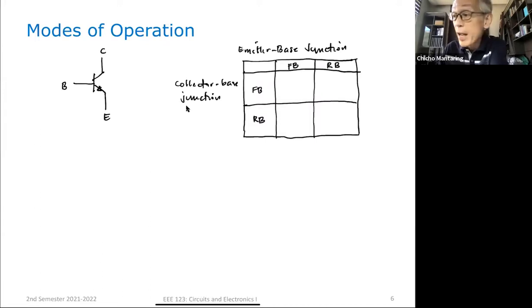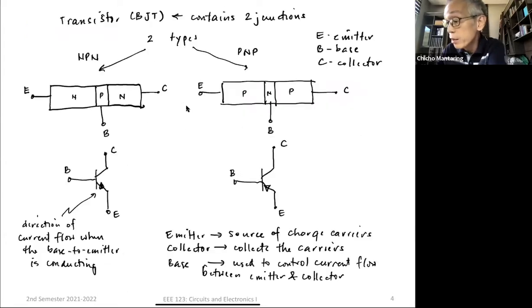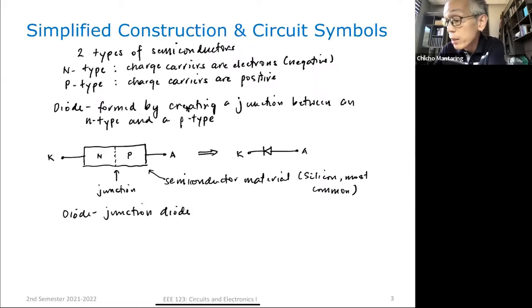So remember, this is an NPN. If the base emitter is forward biased, your current is from base to emitter. If the base collector is forward biased, your current is from base to collector. If it were a PNP, the direction would be the opposite, because as I mentioned, the P is the anode side and the N is the cathode side of a junction diode or a PN diode.